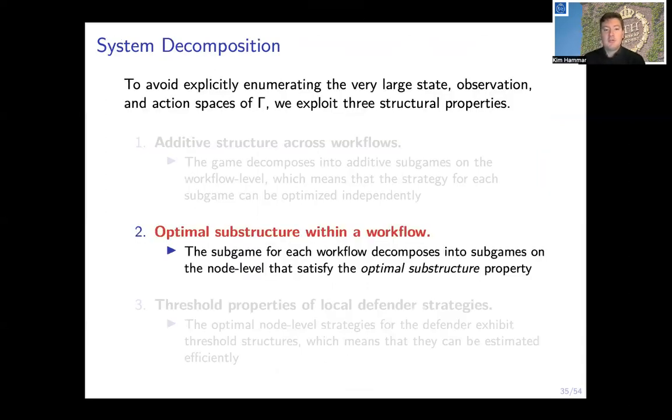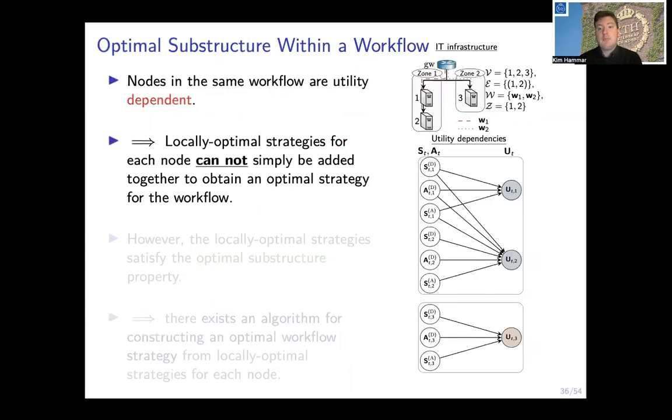So that was the first step of the decomposition, where we've shown that we can now decompose the game into a set of additive subgames, one for each workflow. The final step now is to show that we can decompose each of those subgames into subgames on the node level as well. This step is a little bit more tricky because the nodes in the same workflow are not independent. They are utility dependent. This means that we cannot just expect to solve the local problems in parallel and then combine. That won't work. It won't be optimal.